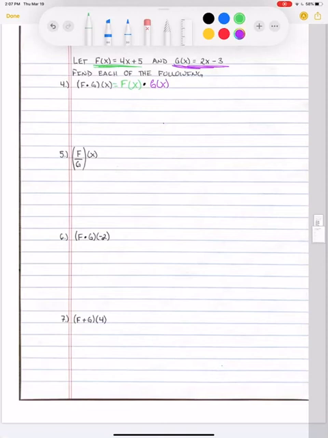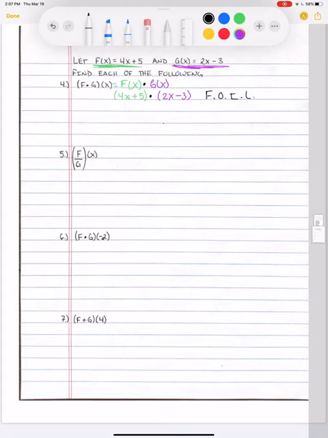Okay, so f of x is 4x plus 5. I'm going to put that in parentheses, 4x plus 5. I'm going to multiply by g of x, which is 2x minus 3. That's also going to go in parentheses. And this forces me to multiply everything. To multiply this, we use FOIL.